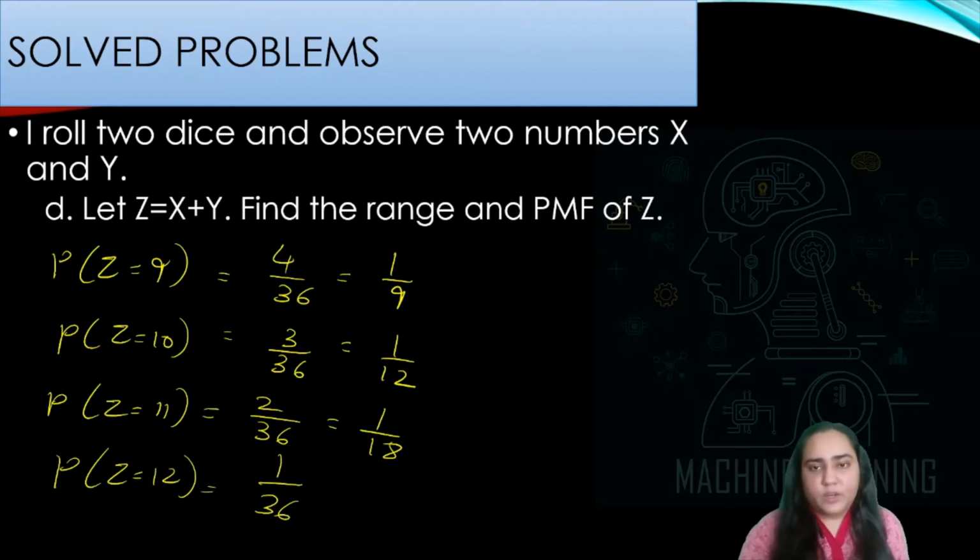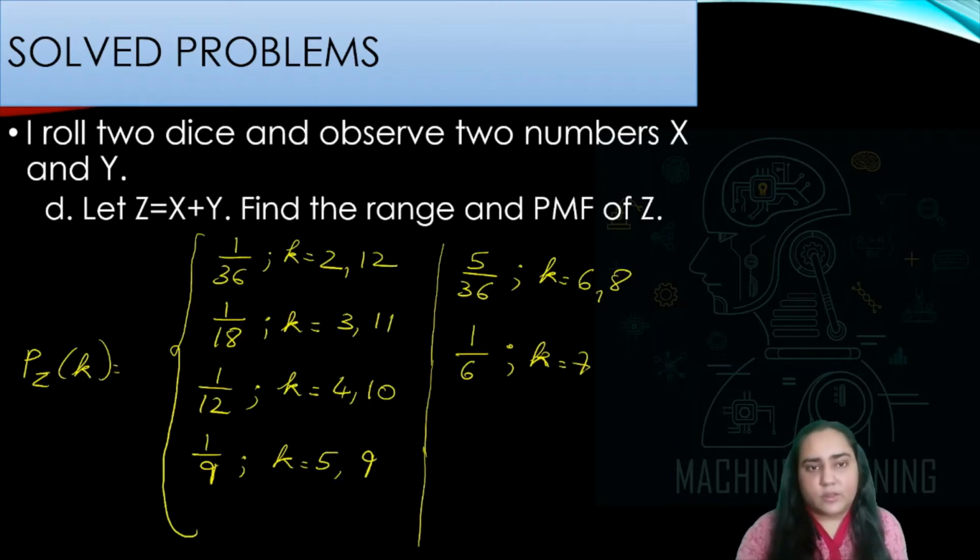And you can create one nice, neat looking function that looks like this. You can see here you have probability of z, and I have listed out all the possibilities, but I have also taken care of the fact that sometimes we have probabilities that are repeating. So 1 by 36 is the same for k equal to 2 and 12. It's the same as 3 and 11 for 1 by 18. 4 and 10 both give you 1 by 12. 5 and 9 both give you 1 by 9. And 6 and 8 give you 5 by 36. And 7 gives you 1 by 6. So this is the probability mass function of z.